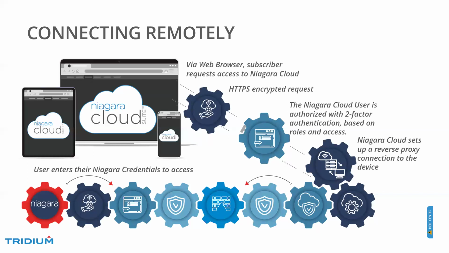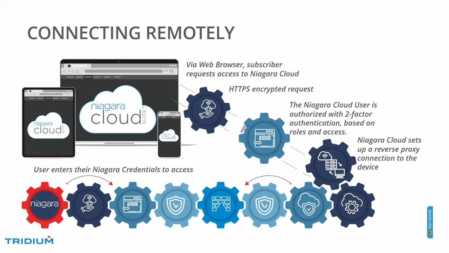This diagram shows an example of the mechanics of how that happens, more like a visualization of what I've described to you already. You request access to the Niagara Cloud. There's an HTTPS encrypted request that happens there. Two-factor authentication happens from our platform. And then a reverse proxy gets set up to allow connection to the device.